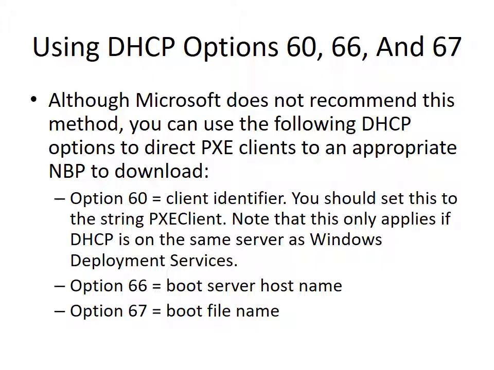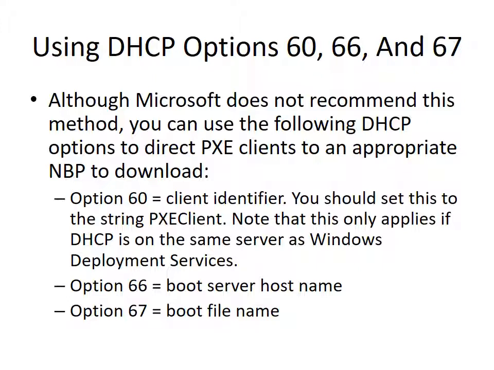So if you are using the DHCP options as opposed to reconfiguring your router, basically what you're going to do is configure all three of these options: option 60, option 66, and option 67. Option 60 is the client identifier, and you use this to set the PXE client string. Just a quick note here, this only applies if you have the DHCP server on the same server as the WDS server. If you don't, then you don't need to set this option.